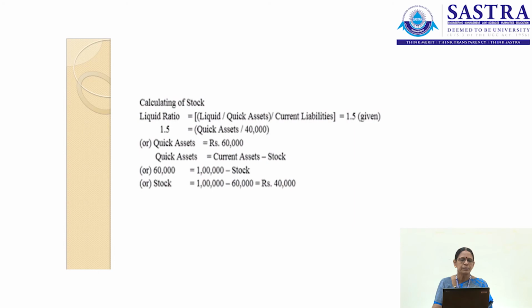Calculating the stock. Liquid ratio is equal to liquid assets or quick assets divided by current liabilities. That is 1.5, given in the problem. 1.5 is equal to quick assets divided by 40,000. That is 1.5 into 40,000, you will get 60,000 as quick assets. So current assets minus your stock is said to be quick assets. So 60,000 is equal to 1 lakh, the current assets we have calculated, minus your stock. 1 lakh minus 60,000, so the stock is 40,000 here.